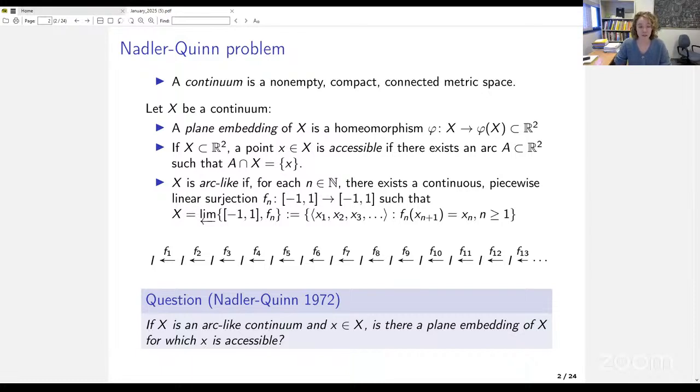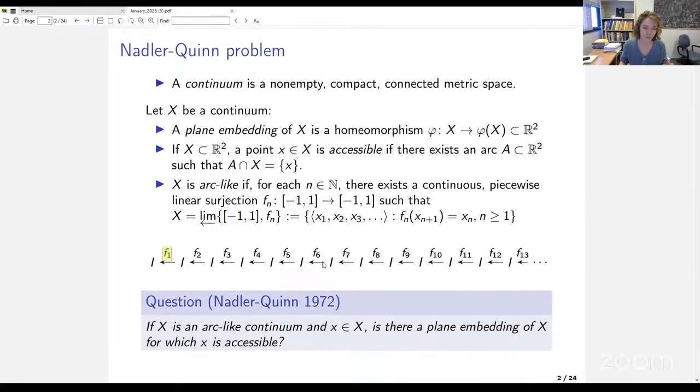A continuum is arc-like if it can be expressed as an inverse limit on arcs. So here I have included a picture of an inverse limit on arcs. We always take our factor spaces to be the closed interval [-1, 1], which we denote with the I here. Each of these are called factor spaces. Each of these sets [-1, 1], and each of these maps f_n are called bonding maps.